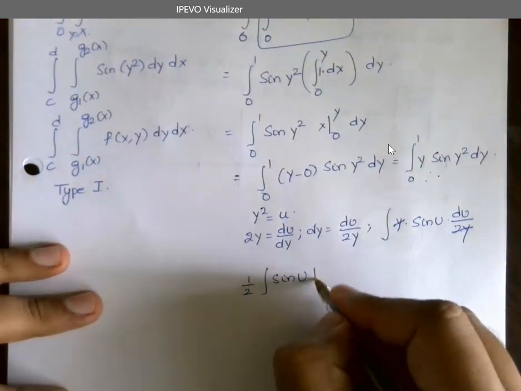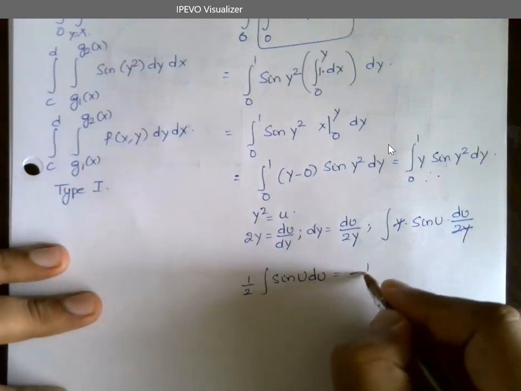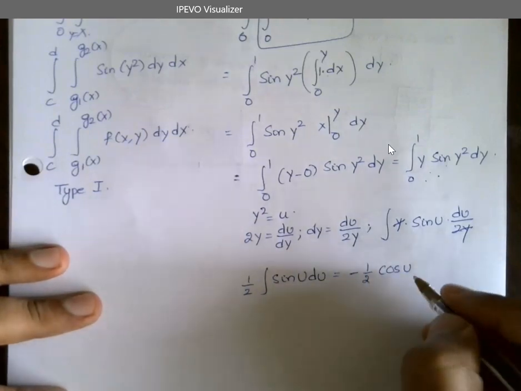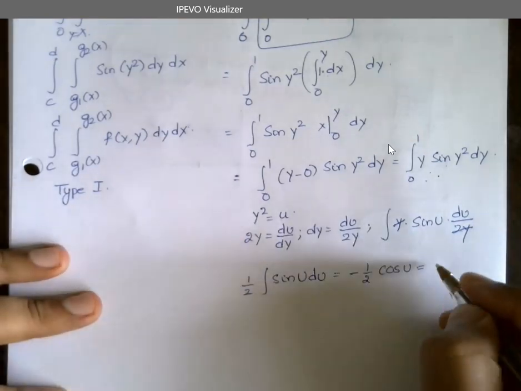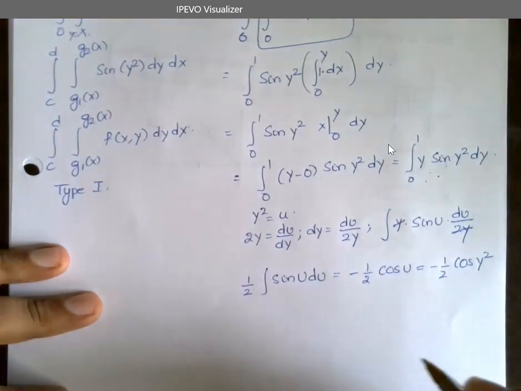Sine u du. So that's going to get you what? Upon integrating it, you get negative 1/2. The integral of sine u is negative cosine u, so you get cosine u. Now, upon back substituting, u is y squared here, so you get negative 1/2 of cosine of y squared.